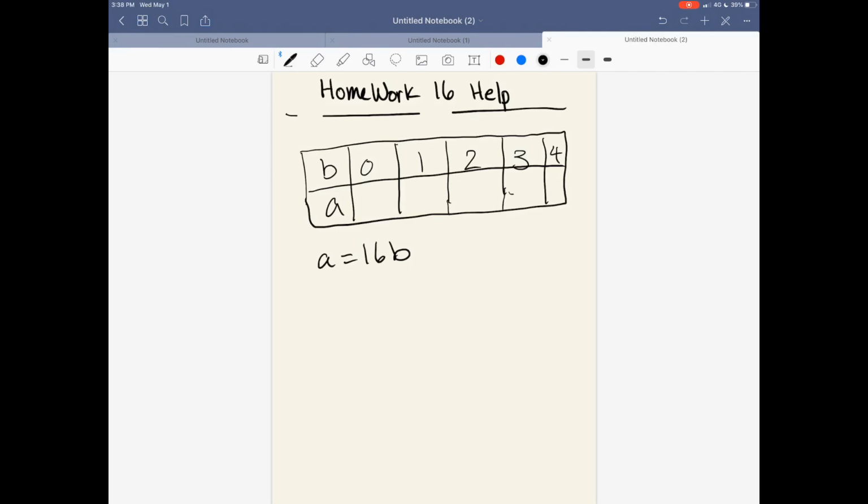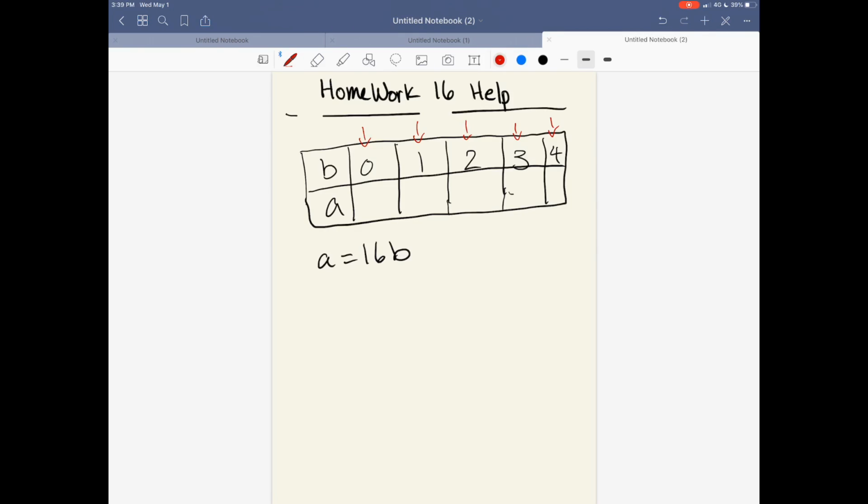Alright, so the first part of the question says to make a table of values and graph the function rule. Is the graph continuous or discrete? Now, we didn't really go over continuous or discrete too much, but I'll go over it in this video and Friday in class. Okay, so what we're going to do, and this is fairly simple, we are going to plug in the B's, each of these, in order to get the A's.